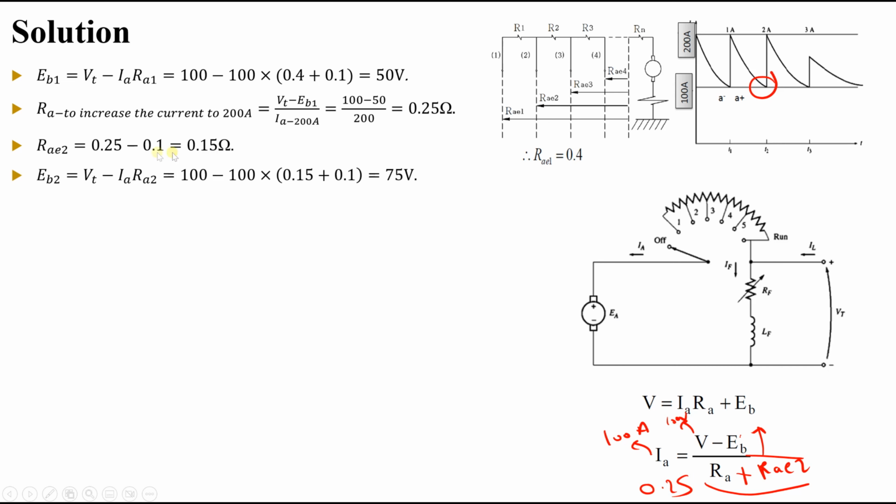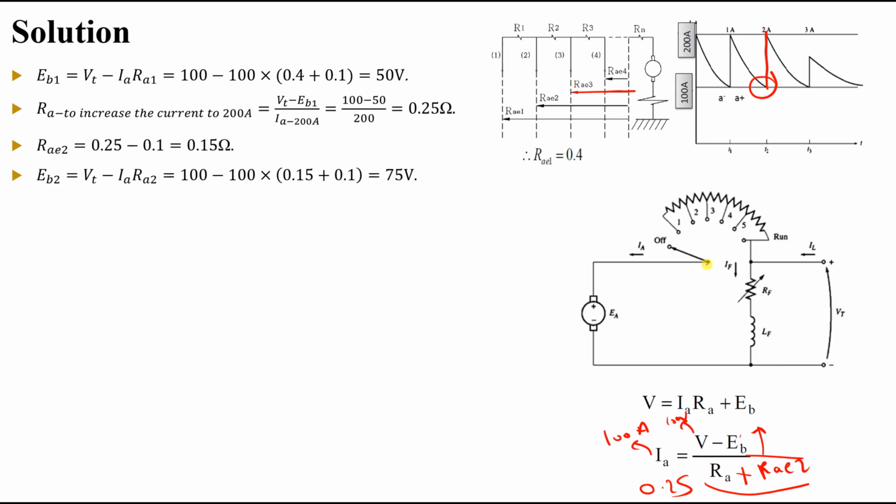So E back will be V terminal minus IA RA2, which is the 0.15 plus 0.1, which is 0.25. This will give us a new back EMF of 75. Now I will remove another resistance. To get RE3, I will remove a resistance.